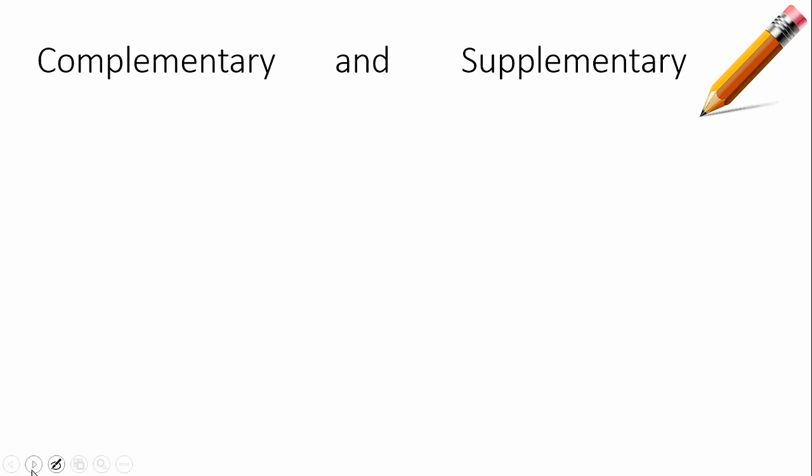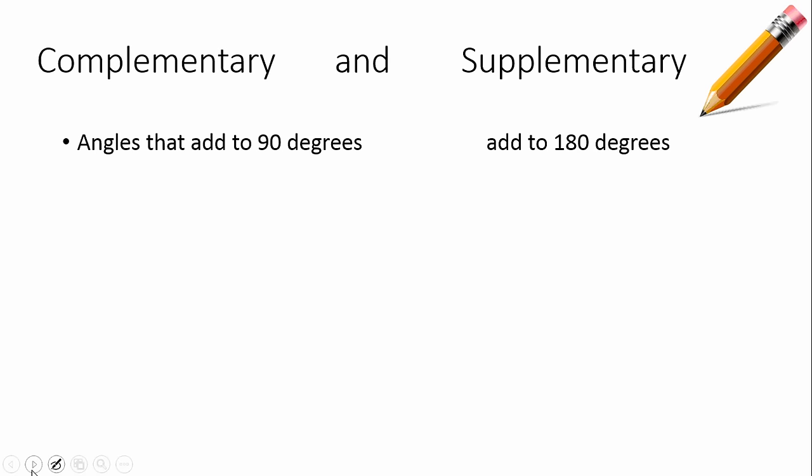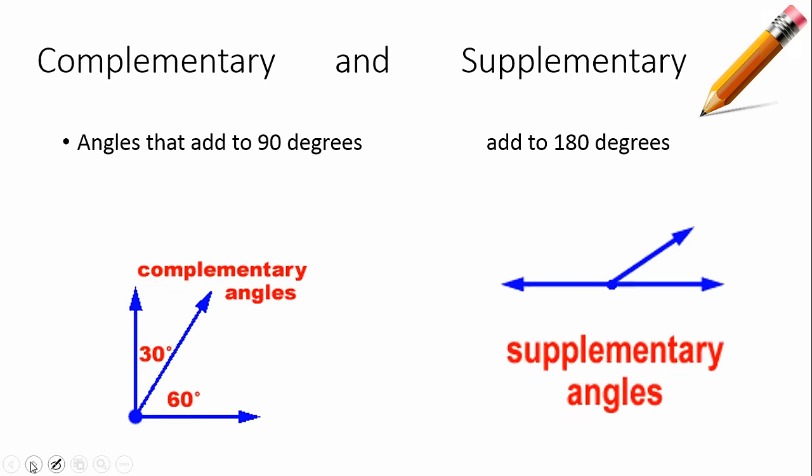So let's first look at complementary and supplementary. So complementary angles are angles that add to make 90 degrees, while supplementary angles are angles that add to make 180 degrees. So that's all those angles really do. It's all about the numbers. Do the two numbers that are the degrees of those angles add to make 90? Then they would be considered complementary. Or if they make 180, they would be supplementary.